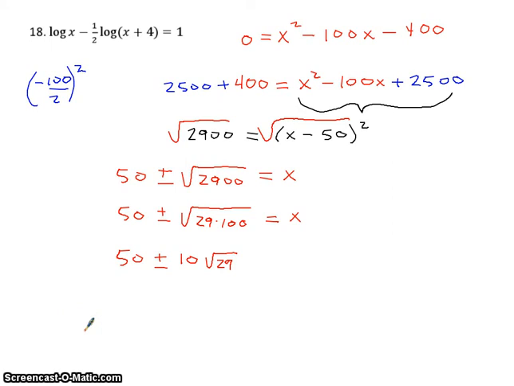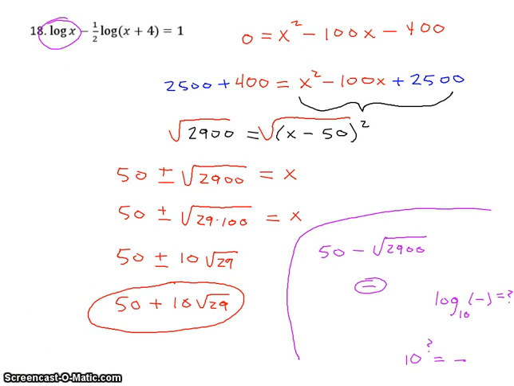Alright, so let's think about this further if we have to eliminate one of these values here. Alright, so our only answer can be 50 plus 10 root 29 because 50 minus 10 root 29 gives us a negative number. So if you think back to 50 minus the square root of 2900, I knew that that was negative because 2900 is larger than 2500. The square root of 2500 is equal to 50. So that means that 50 minus the square root of 2900 would give me a negative number.